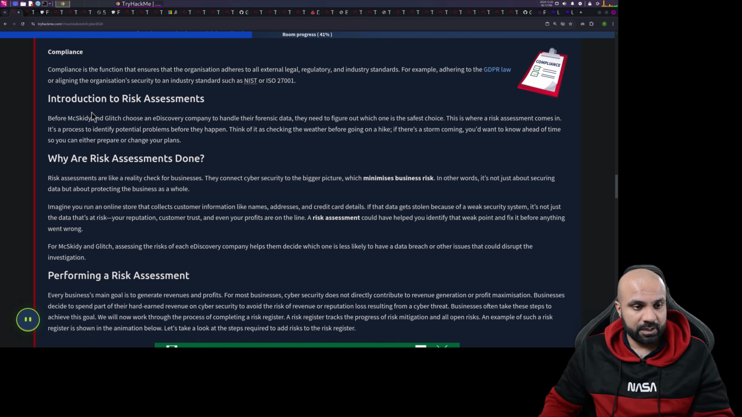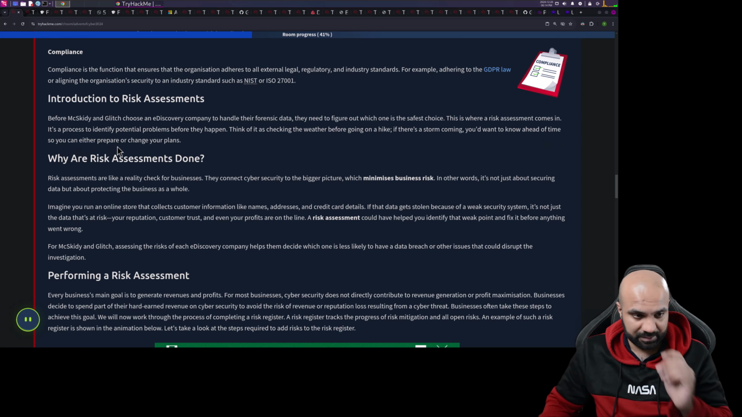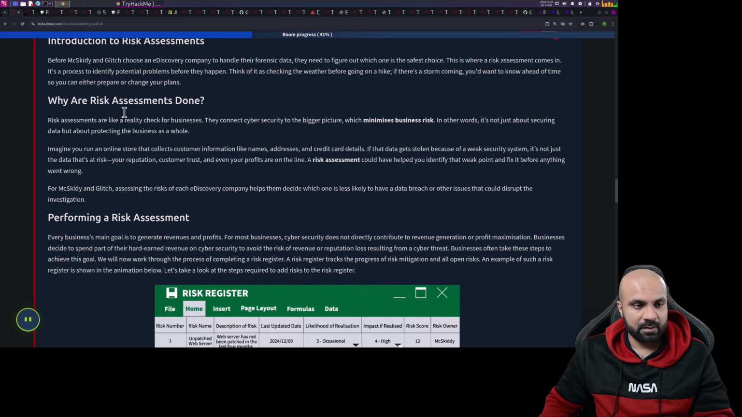Okay. Introduction to risk assessment. Before MaxKitty and Glitch choose an e-discovery company to handle their forensic data, they need to figure out which one is the safest choice. This is where a risk assessment comes in. It's a process to identify potential problems before they happen. Think of it as checking the weather before going on a hike. If there is a storm coming, we would want to know ahead of time so we can either pre-plan or change our plans. Prepare or change your plans.